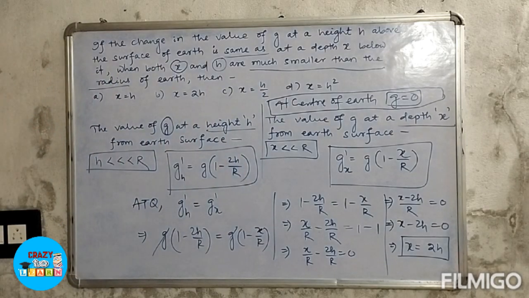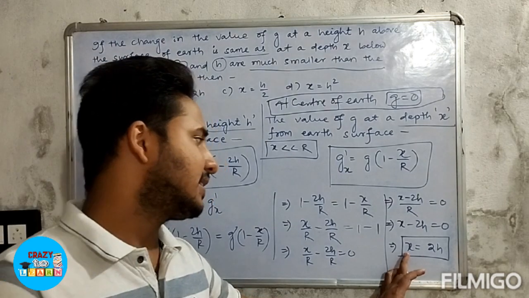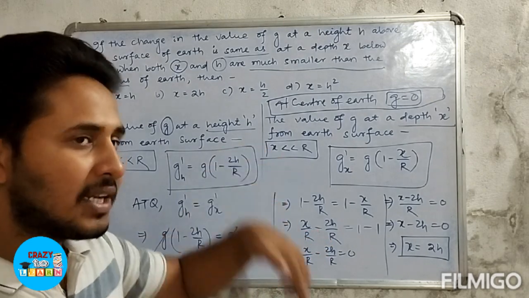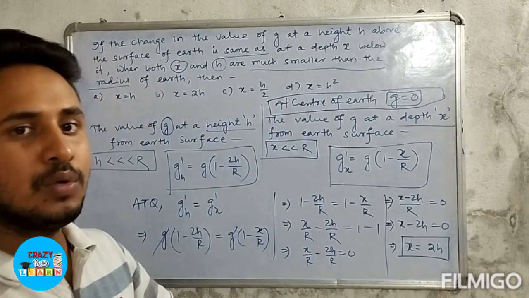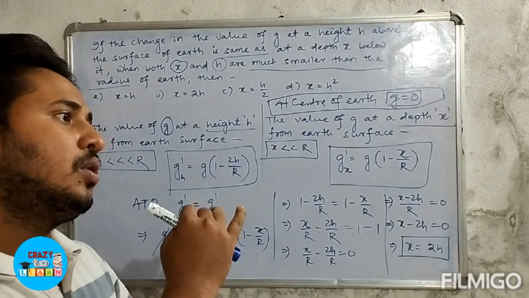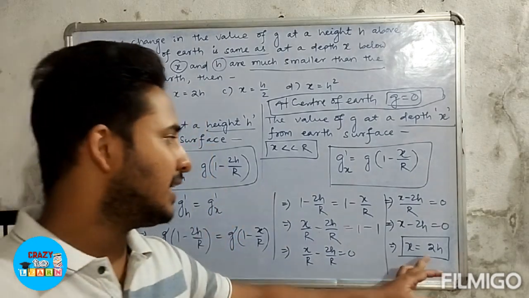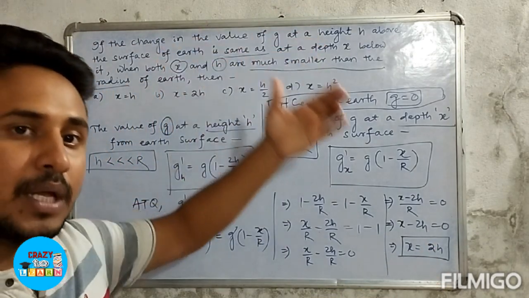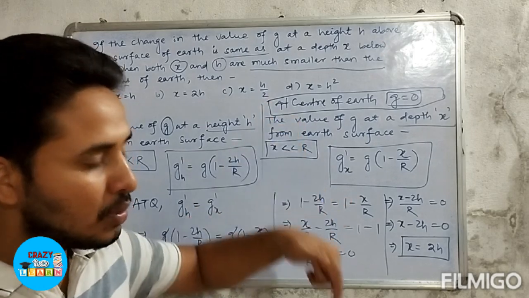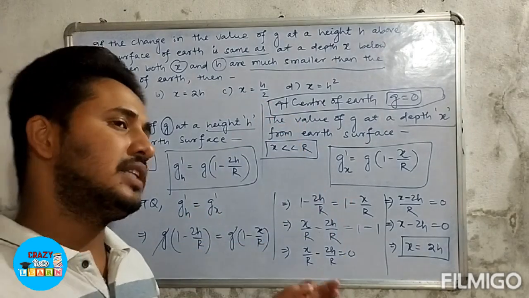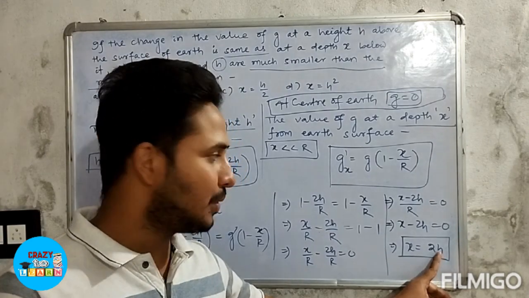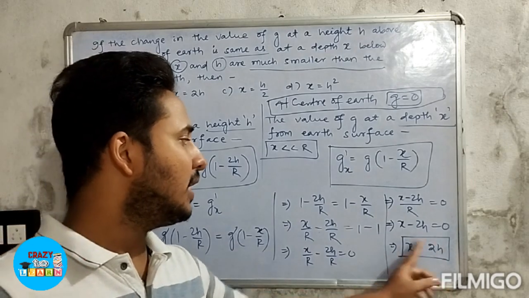So what is the relation between the depth and the height? The relation between the depth and the height is x equal to 2h. Okay. So that means if we move 1 kilometer in height, what will the g value be? When you move 2 kilometers downward in depth, you get the same value of g. So when the height h is 1 kilometer, then depth is equal to 2 into 1, which is equal to 2 kilometers.